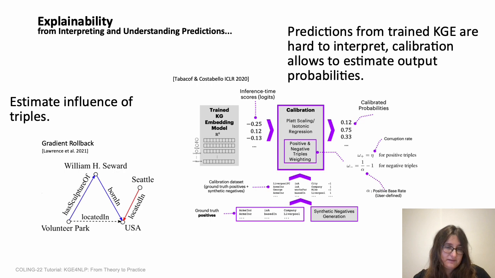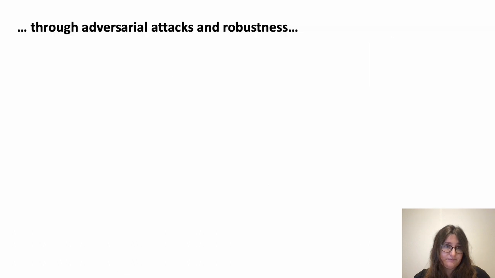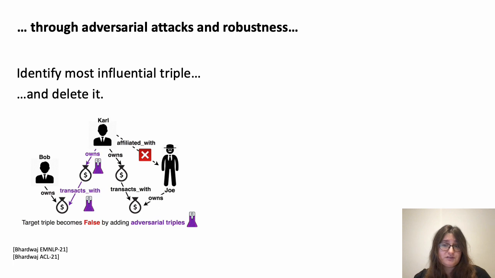And this is what most work that look at this direction do. They try to identify most influential triples and return them in a ranked order. From explainability, we can switch towards adversarial attacks and robustness. Because as it turns out, identifying most influential triples and deleting them can provide an interesting adversarial attack strategy. This work was explored by Bardwai et al.